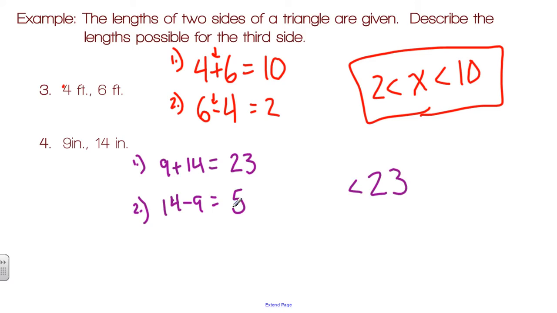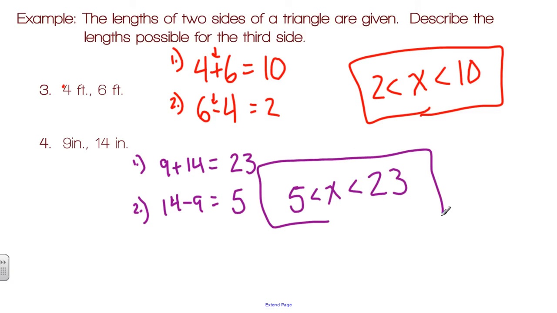5. So we want our length x for the side to be between 5 and 23. So it could be any value. It could be 5.1. It could be 22.9. It could be 17. That third side could be any length between those two. And then maybe we should put our units on the end there. So inches, and then this one's in feet.